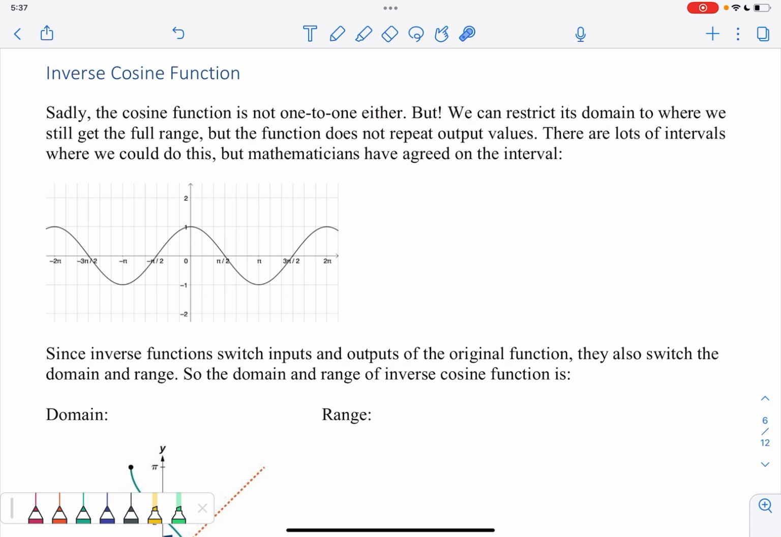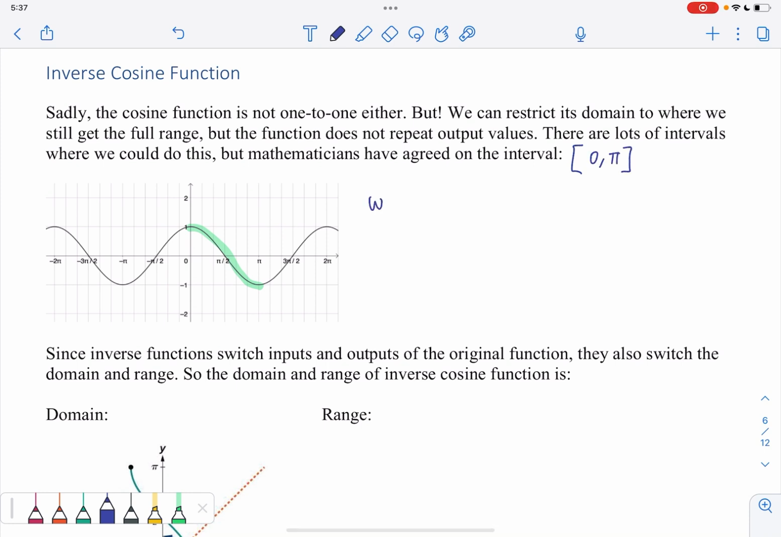Again, there are lots of intervals where this can happen because the original domain of the cosine function is all real numbers. But mathematicians got together one night and said, okay, let's make that interval 0 to pi. It includes the origin, it reaches everybody, and I get that full range from -1 to 1. But if I go any farther to the left or right, I start repeating output values, and I don't want that. So I'm going to restrict the domain to 0 to pi.